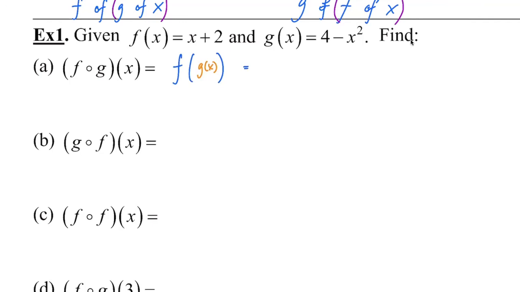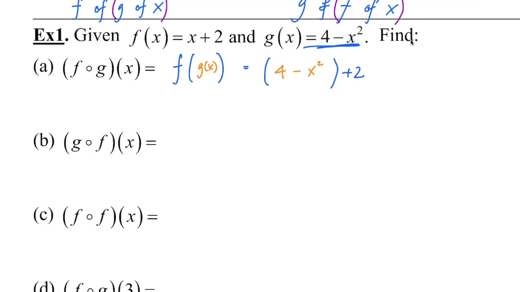Now, f of x is x plus 2. So we're going to put a parenthesis for the place of x and then plus 2. Now, the reason why I put a pair of parentheses is because we acknowledge that something is going to go into the place of x, because we are putting in something. And what is that? Well, g of x. What is g of x? Well, right here, g of x is 4 minus x squared. So we are going to put in 4 minus x squared in the place of the original x in the f of x.